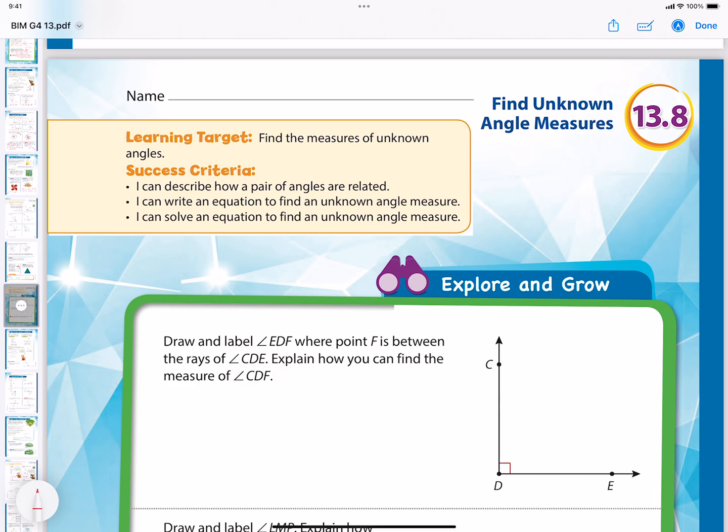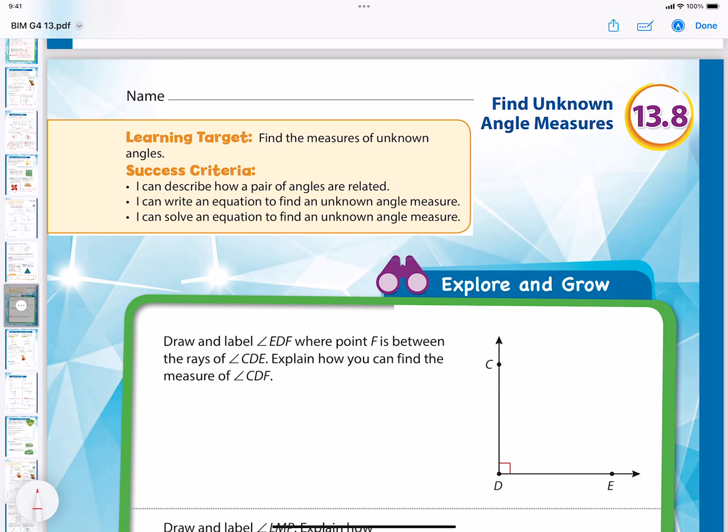This is lesson 13.8, find unknown angle measures. Our learning target is to find the measures of unknown angles. And our criteria are: I can describe how a pair of angles are related, and I can write an equation to find an unknown angle measure. Same thing to solve, okay?